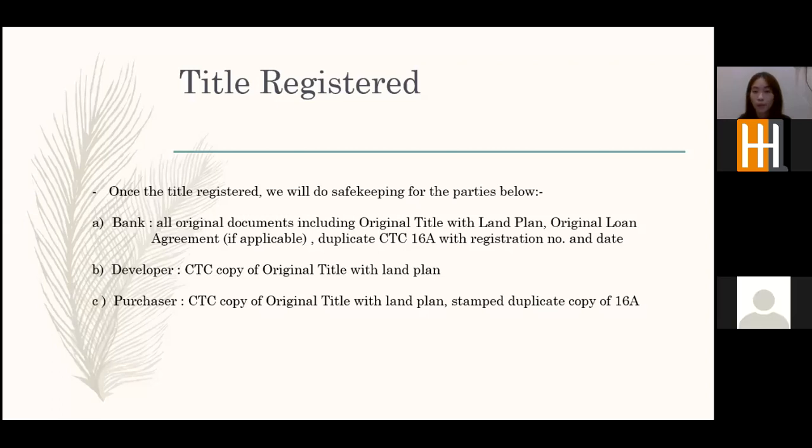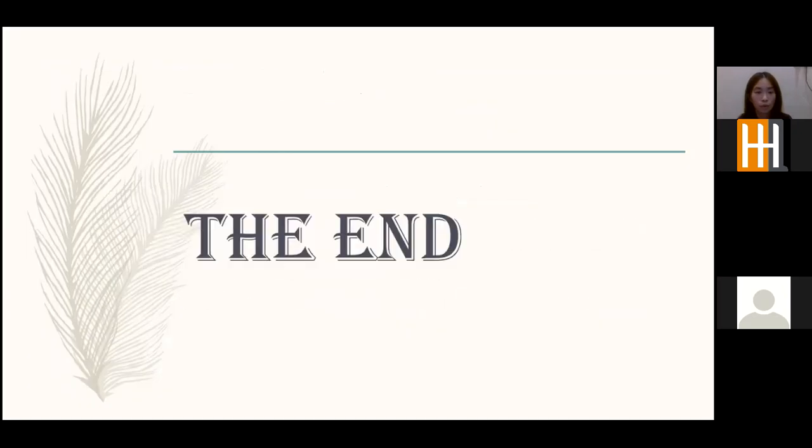And to the developer, we will only forward a CTC copy of the original title with land plan. And to the purchaser, we will forward a CTC copy of the original title with land plan and also a stamped duplicate copy of 16A. So that's it when the title is registered, and that's all we need to do. That's the end of my sharing.